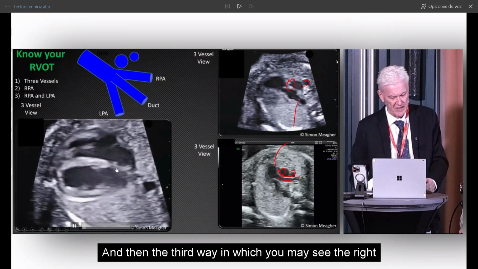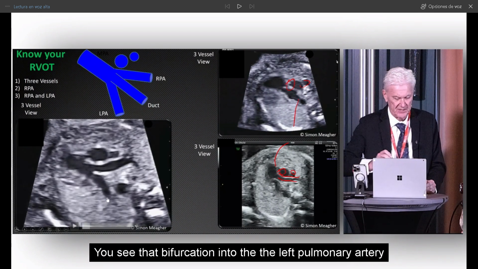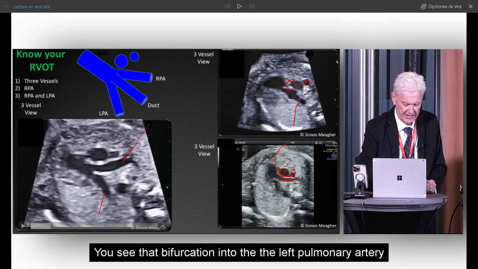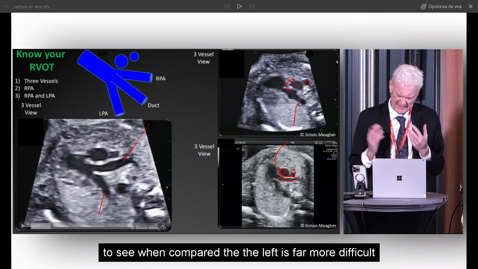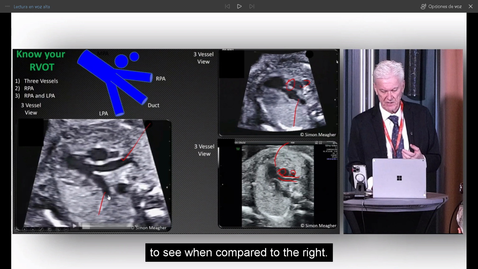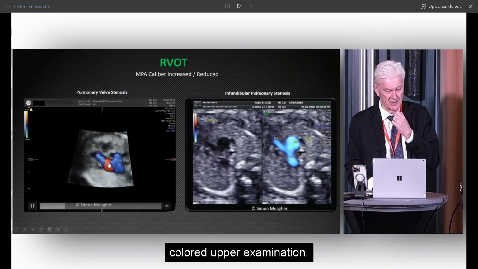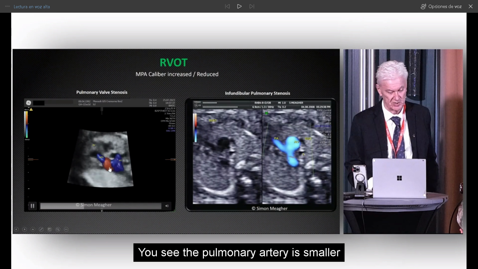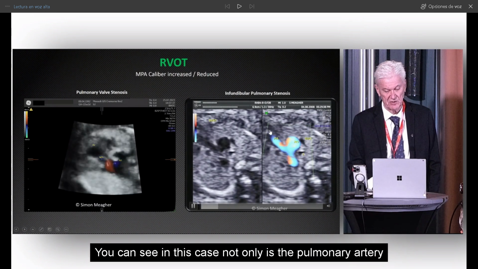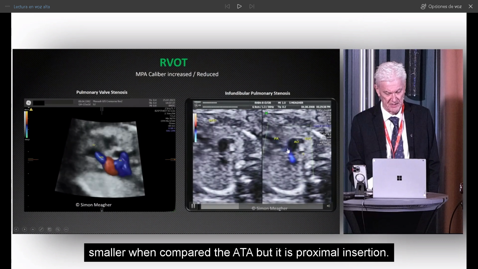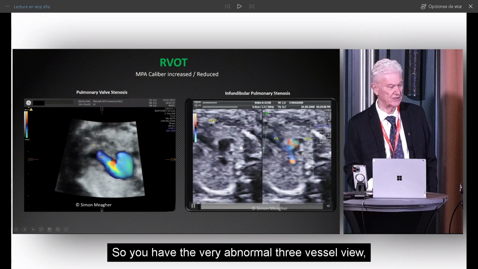And then the third way in which you may see the right ventricular outflow tract is you sweep up, you see that bifurcation into the left pulmonary artery and the right. The left is far more difficult to see when compared to the right. So in this case, you just sweep here on color Doppler examination, you see the pulmonary artery is smaller when compared to the aorta. You can see in this case, not only is the pulmonary artery smaller when compared to the aorta, but it is a proximal insertion. So you have the very abnormal 3-vessel view.